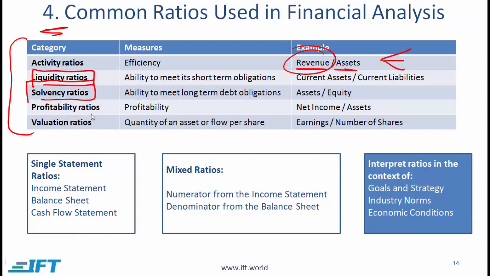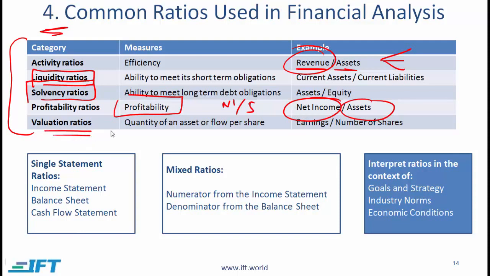Profitability ratios we saw briefly in the income statement reading. They tell us about the profitability of a company. Examples would include net income over sales. And here we will also look at mixed ratios where the numerator comes from the income statement and the denominator comes from the balance sheet.